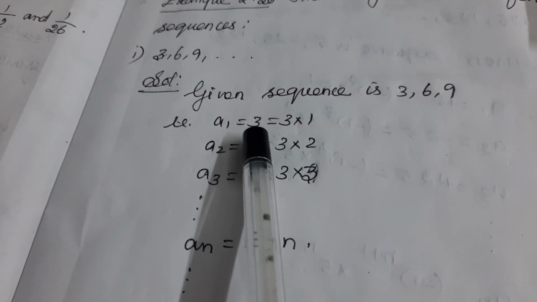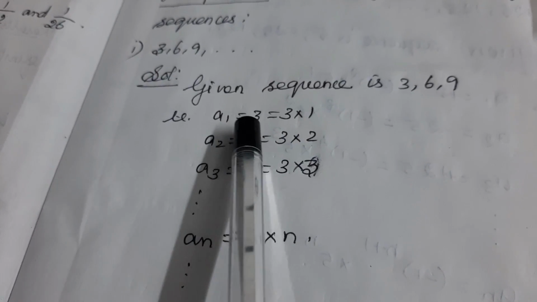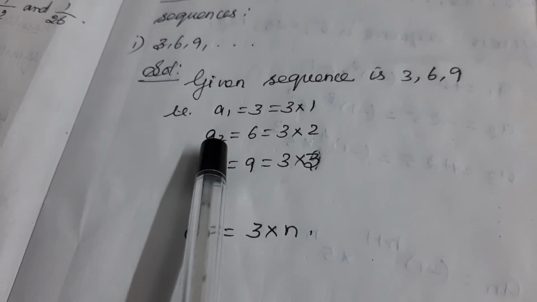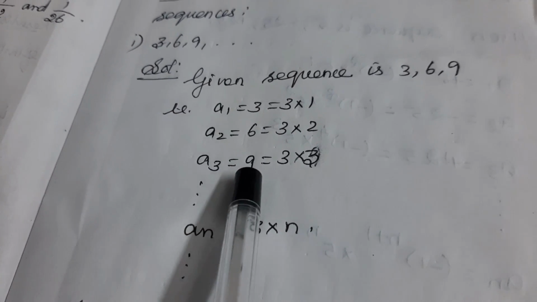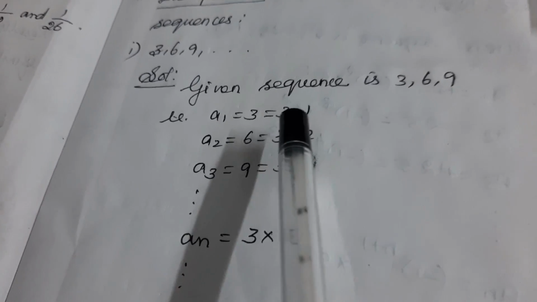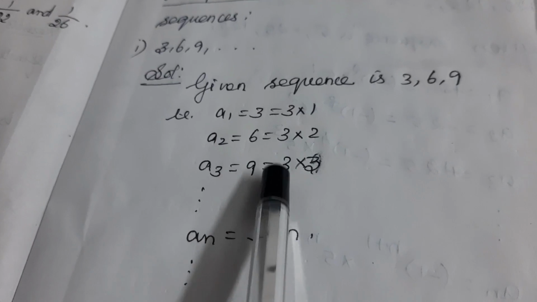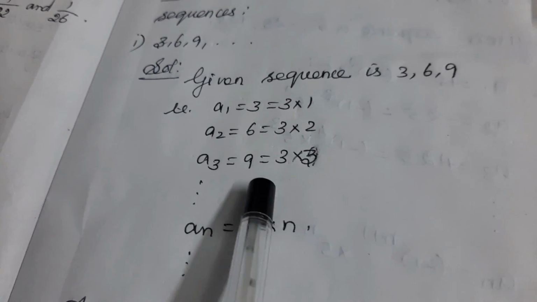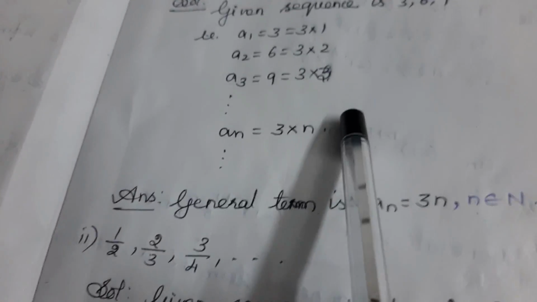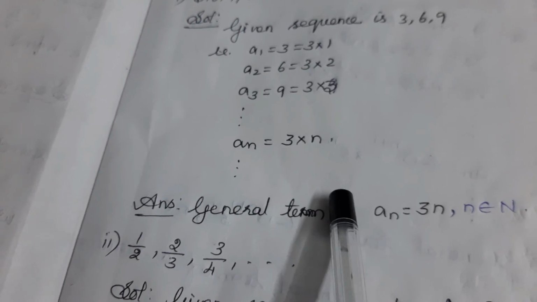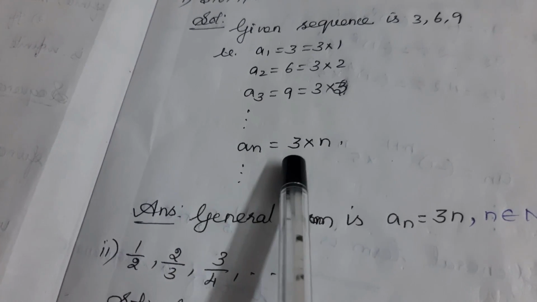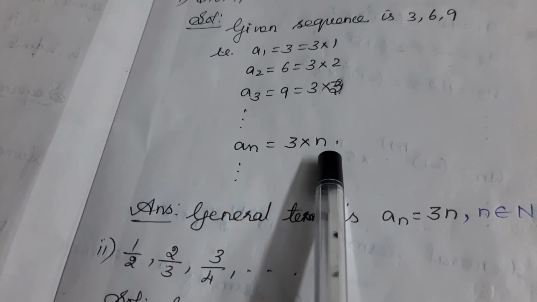Now you see, 3 you can write as 3 into the number of the term 1. 6 you can write as 3 into the number of the term 2. 9 you can write as 3 into the number of the term 3. 3 into 1, 3 into 2, 3 into 3. What about a4? It is 3 into 4. a5 is 3 into 5. a6 is 3 into 6. Like this we can write it. And the general term we mention as an, and you can write it as 3 into n.